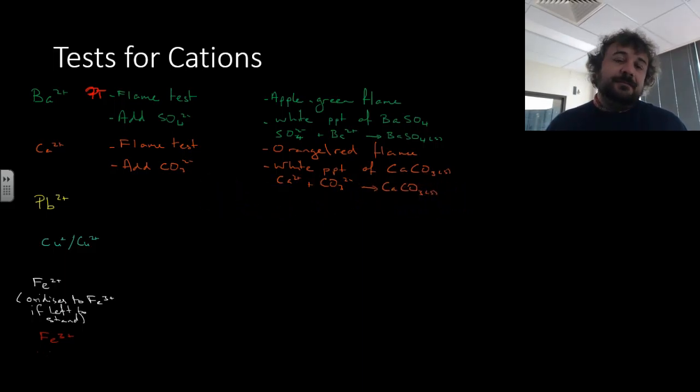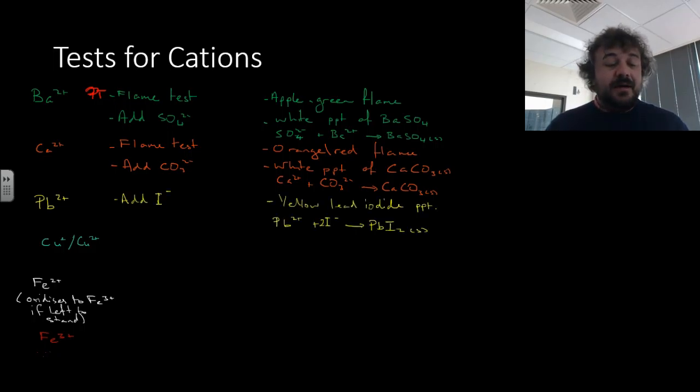Now, lead's a different one. If you suspect that lead is in a solution or in a sample, it's probably not appropriate to flame test it. Not ideal anyway, and that's because lead's quite toxic. So if you add iodide, an iodide ion, you will get yellow lead iodide precipitate. This is basically lead plus iodide ions. So lead ions plus iodide ions gives you lead iodide. Now you can flame test it, but you should do that in a fume hood.